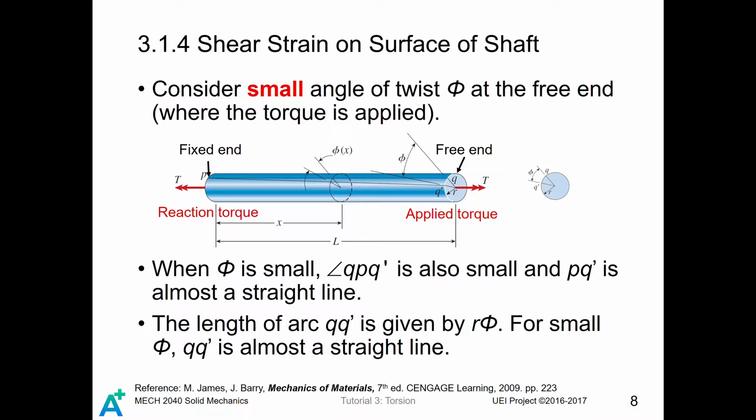Next, we have to discuss in detail the shear strain on the surface of the shaft. Consider a small angle of twist phi at the free end here.